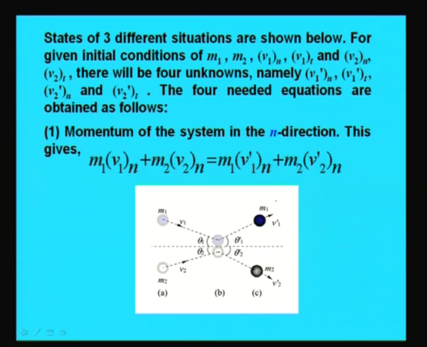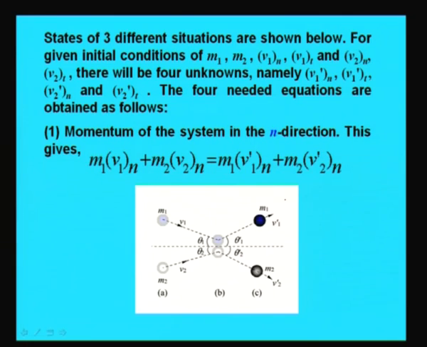So after the impact we must know the velocity. The velocity now has 2 components. So for 2 particles, there are a total of 4 components. So 4 unknowns are there, or we can say v1 prime, v2 prime and theta 1 prime, theta 2 prime are the unknowns. So we have to get 4 equations.